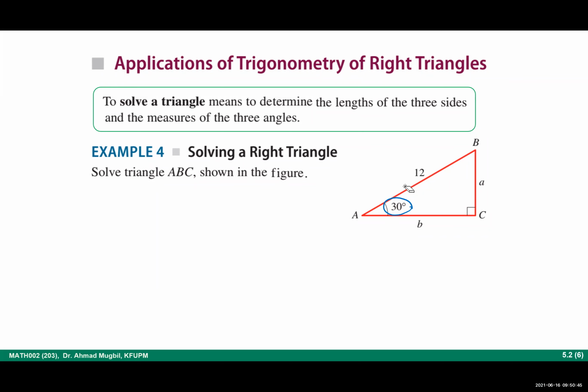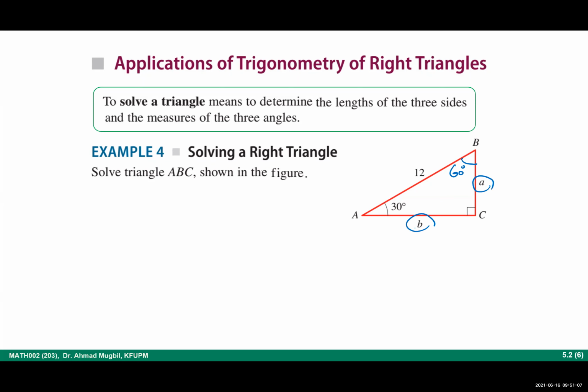Now, the question is how to solve this triangle, which means what is A, what is B, what is this angle? This angle is clear, it is 90. This is the easier one. What is this angle, Shabab? 60. Now, the question is, what is A, what is B? How to find A, Shabab?